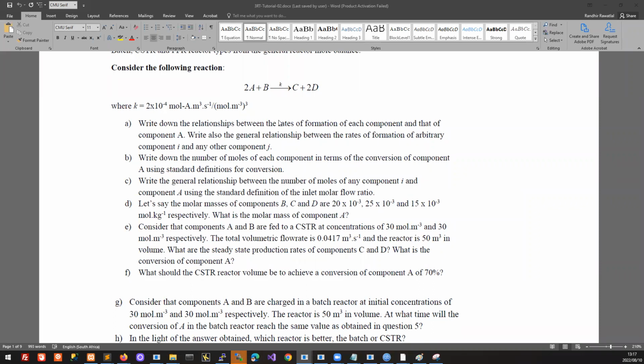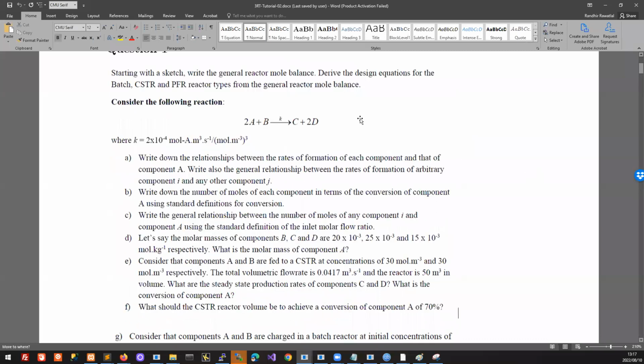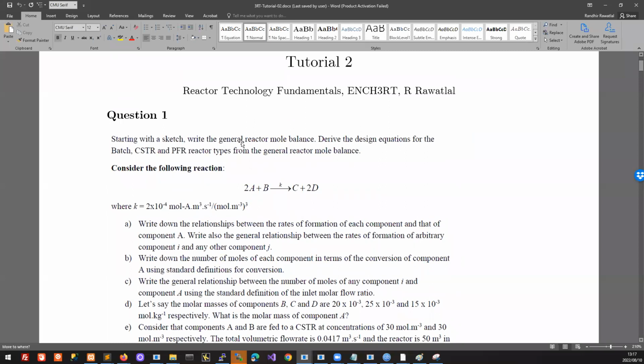So in this first one, this is the reaction. So 2 of A and 1 of B gives us 1 of C and 2 of D. We are given the kinetic rate constant. We aren't told anything else. We aren't given flow rates and concentrations or anything like that. We are told derive the design equations for each of these, which I'm not actually going to do right now because we've done all of that in detail in the last one.